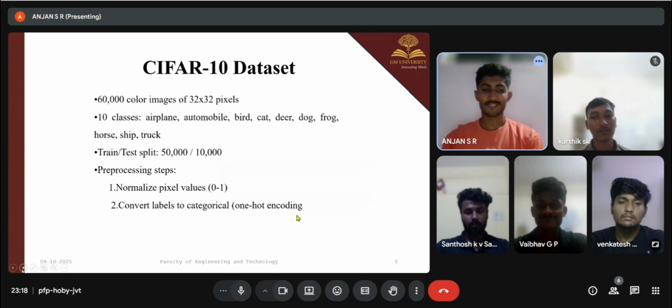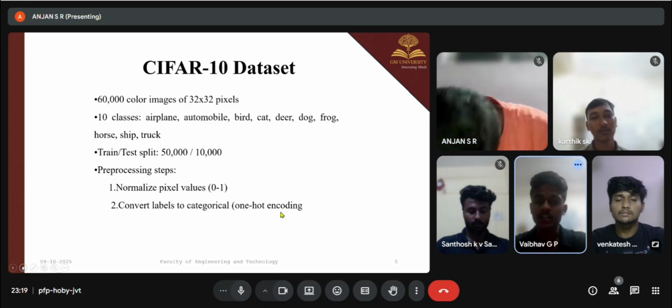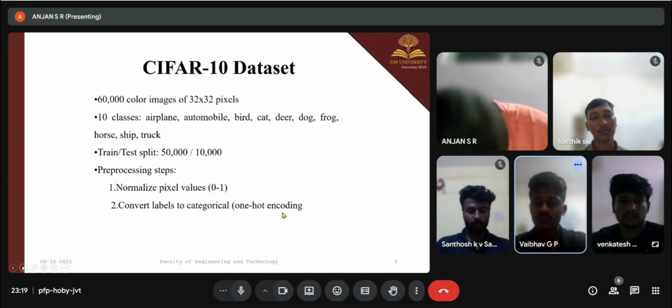Vaibhav. Move on to the dataset used for our experiment, the CIFAR 10 dataset. It is a widely used benchmark dataset for image classification tasks in deep learning. It contains 60,000 color images of size 32 by 32 pixels divided into 10 different classes.